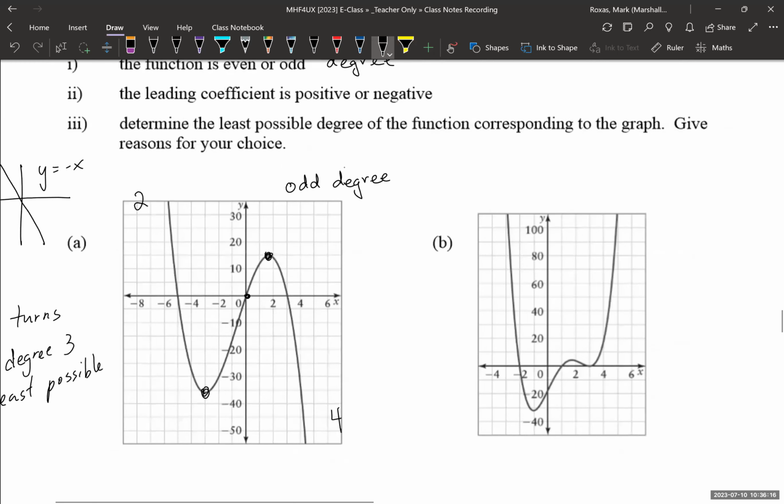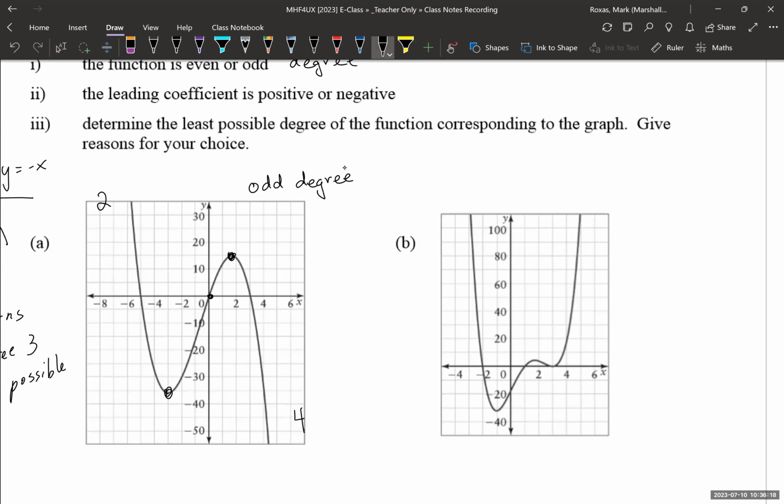Okay, and looking at B, we have end behavior both positive, 3 turning points, and the least possible degree is 4. This looks like an even degree function. So degree 4, least possible degree, could be higher than 4, but the least possible is 4. 3 turning points. End behaviors are both positive infinity, so we can say this leading coefficient is positive. And is this an even function, or is there any symmetry? No symmetry here. Okay.